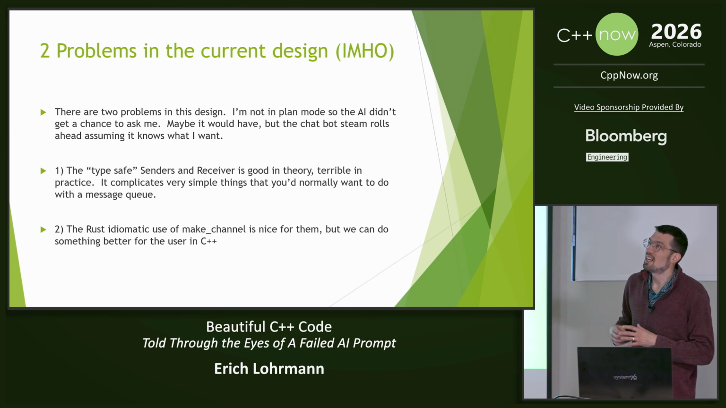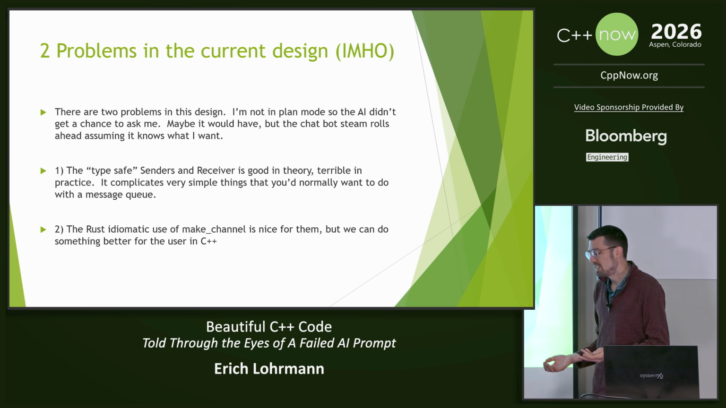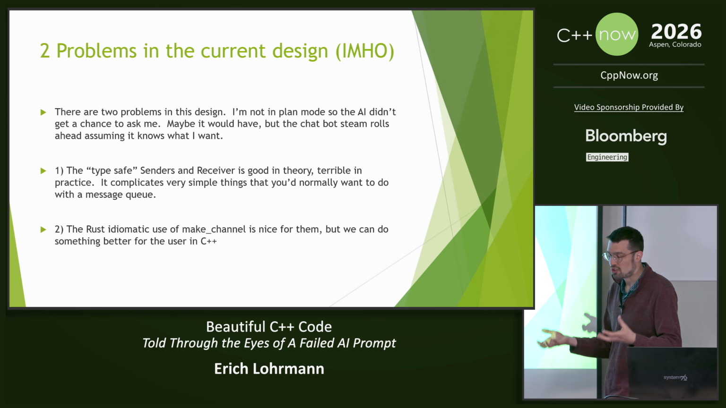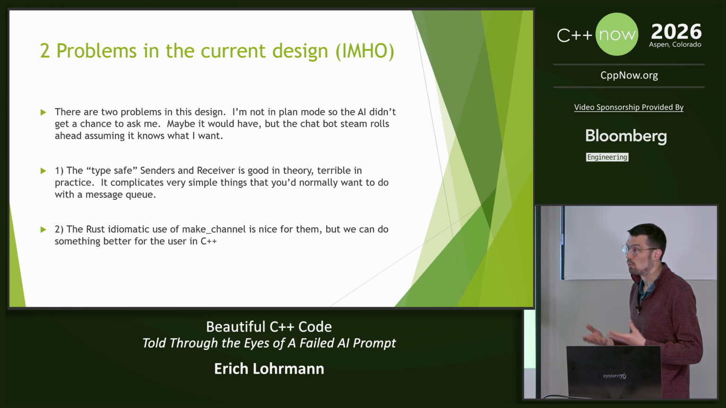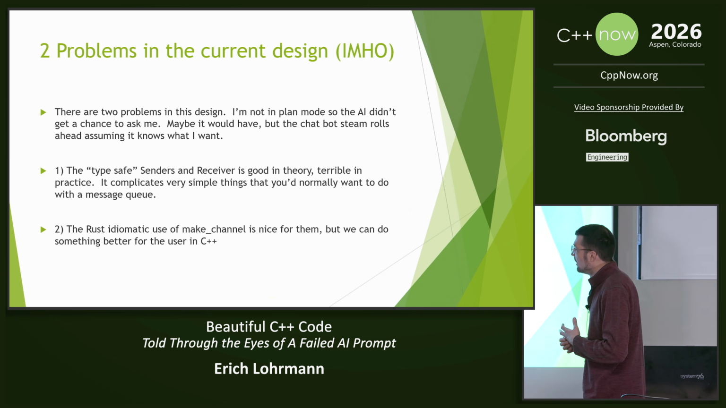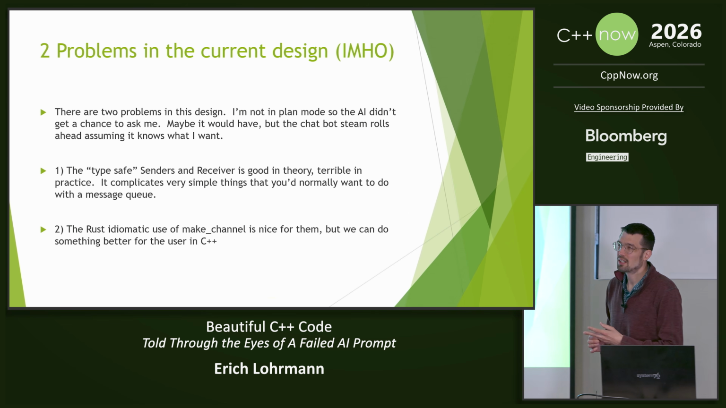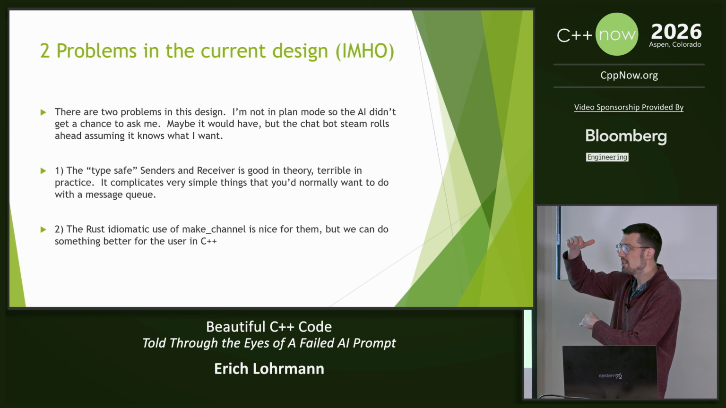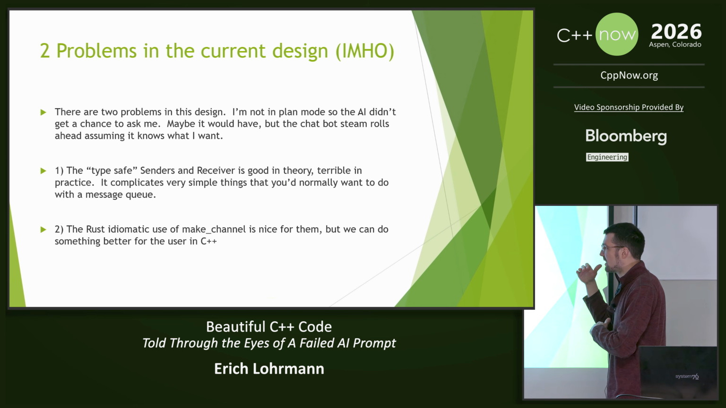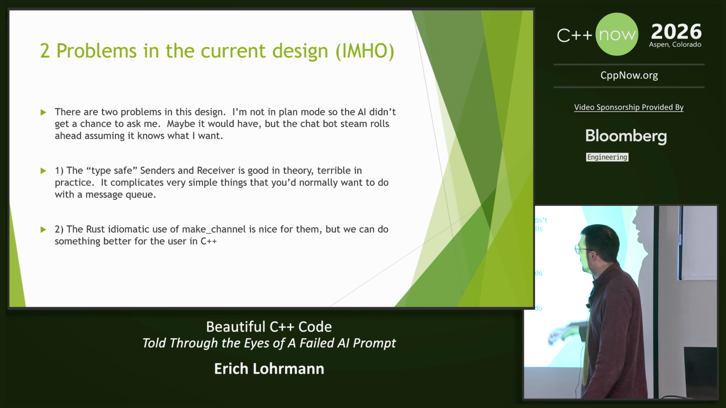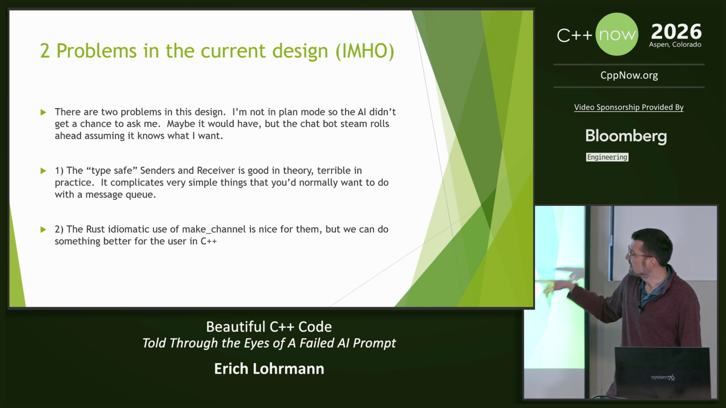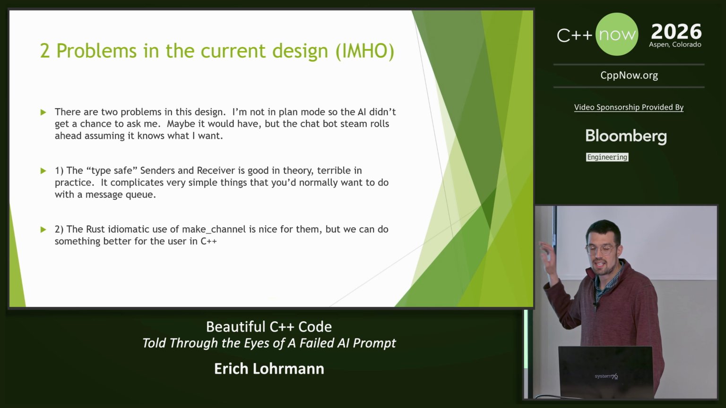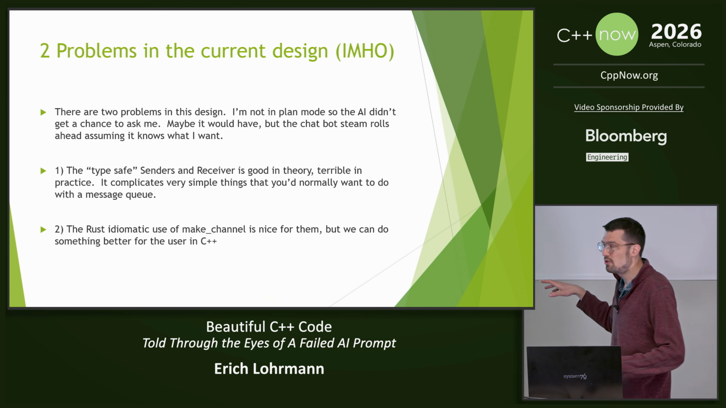So the type safety only buys you pain in the implementation, and it buys you pain in the member functions and the other functions you write for the classes that you need for whatever reason, the constructors, etc. And then when things go wrong, if you've got a giant list of types for each of the senders, suddenly you have a problem because it becomes very hard to read. And the other thing is the Rust idiomatic use of make channel. I actually like Rust. This is nice for them, but we can actually do something that's better for the user in C++.